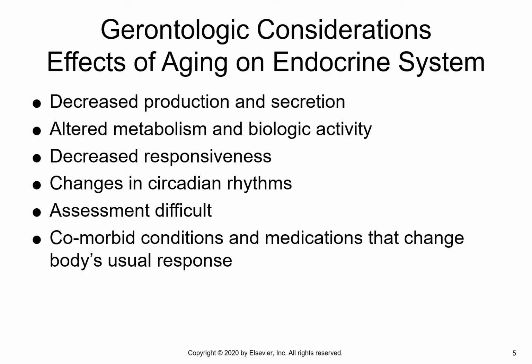Older adults may have multiple comorbidities and take medications that change the body's usual response to endocrine function. Symptoms of endocrine problems such as fatigue, constipation, and mental impairment may be attributed to aging, resulting in delayed treatment.